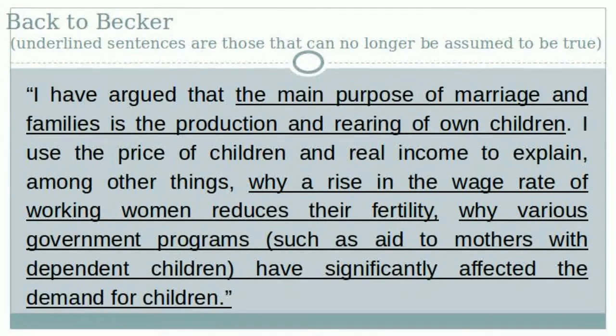Coming back to Becker, this is the opening sentence of his treatise on the family, chapter Demand for Children. I underlined everything which is no longer empirically true today. The only part that I did not underline is, I use the price of children and real income to explain. Everything else changed either the meaning or the direction. So for example, why does a rise in the wage rate of working women reduce their fertility? Statistically speaking, it increases, not reduces.